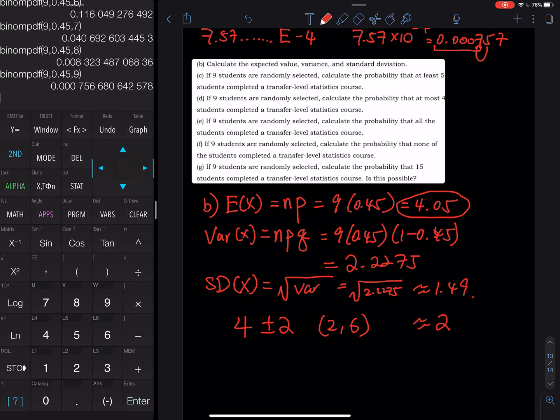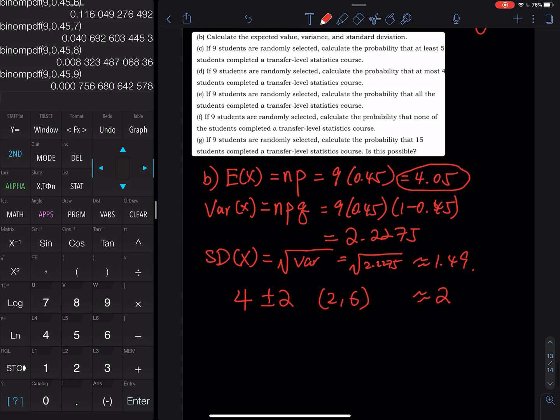And then in part C, you take 9 students, at least 5. So what is at least 5? At least 5 is x greater than or equal to 5, right? So in this problem, we can include 5, 6, 7, 8, and 9. So that means you go ahead, you add up those probabilities.